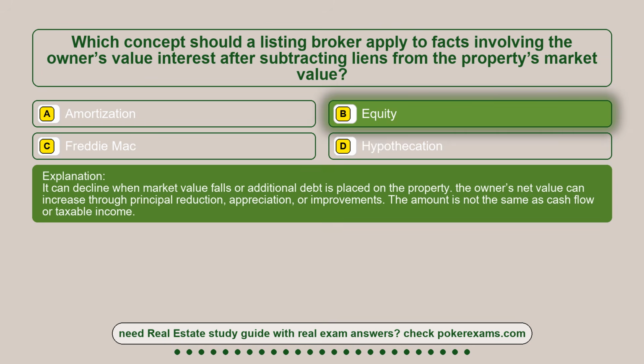It can decline when market value falls or additional debt is placed on the property. The owner's net value can increase through principal reduction, appreciation, or improvements. The amount is not the same as cash flow or taxable income.